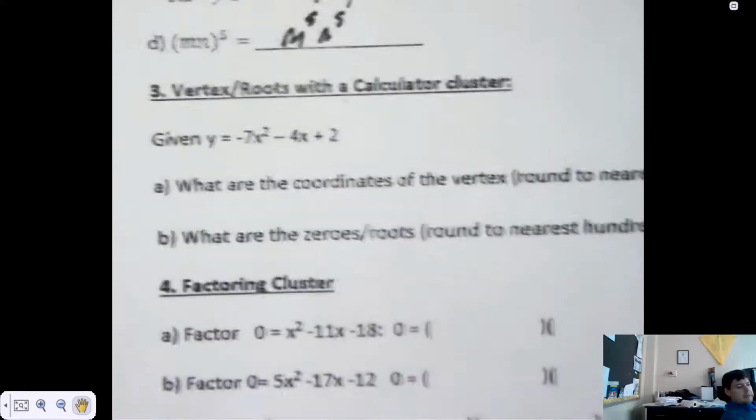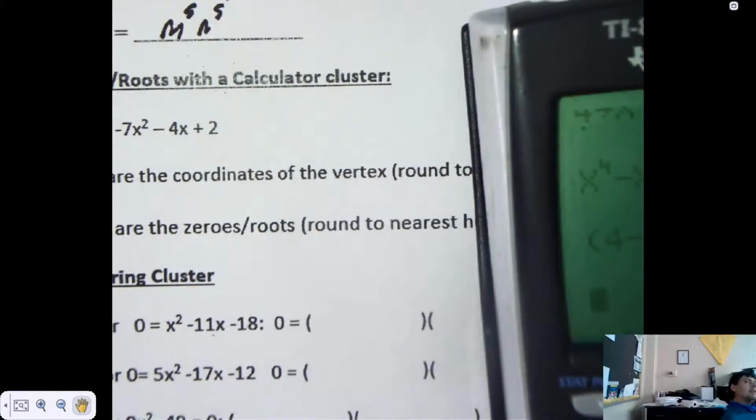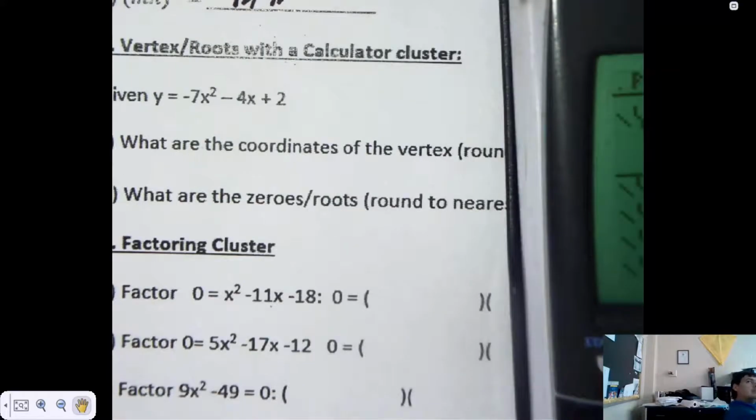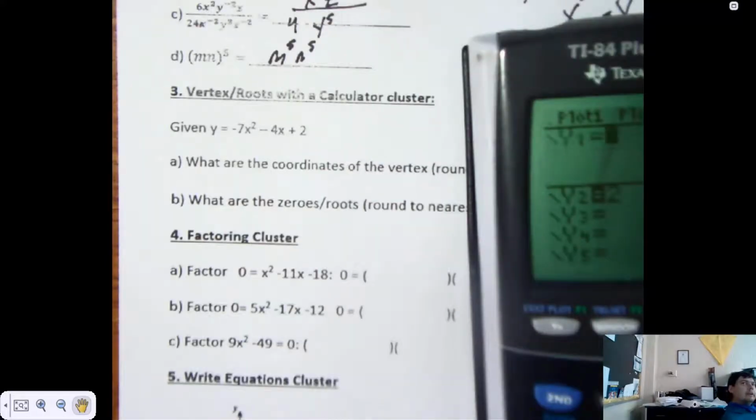All right, oh, we have a section with a calculator. That's nice. Vertex and roots with a calculator. So I guess we need to have a calculator on. And you can try watching, I don't know. Some of y'all, you know what you're doing already. You can actually get away with watching. Some of y'all can't.